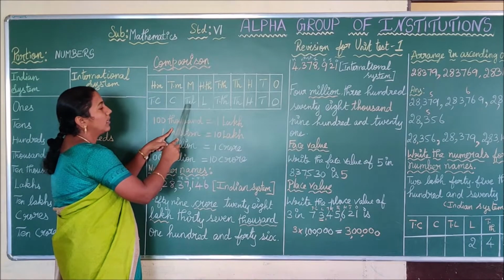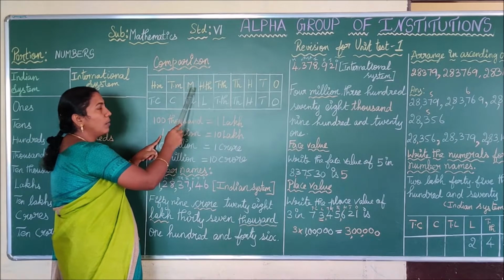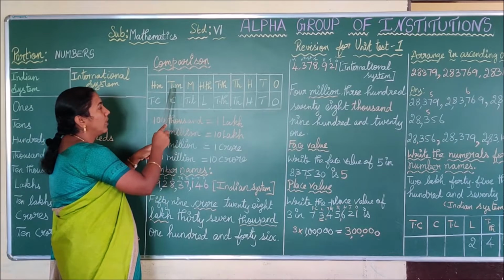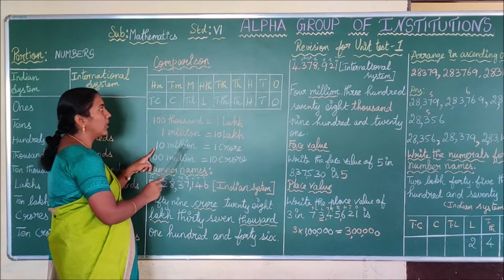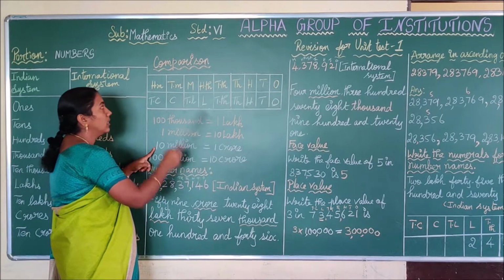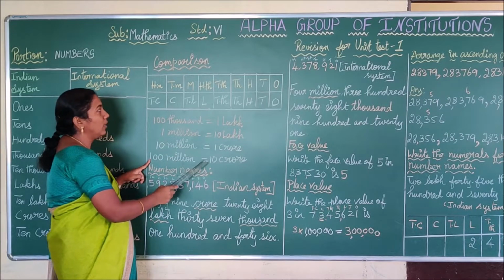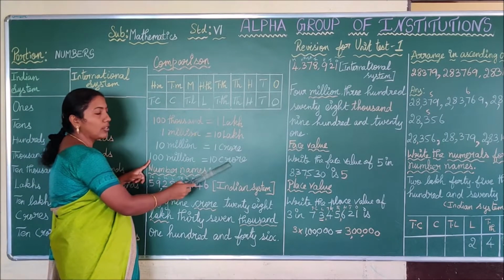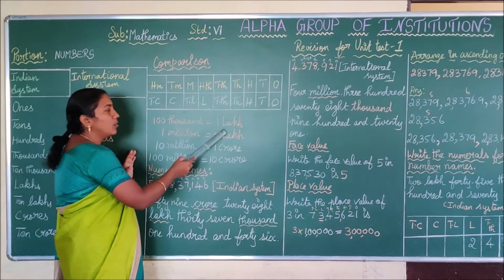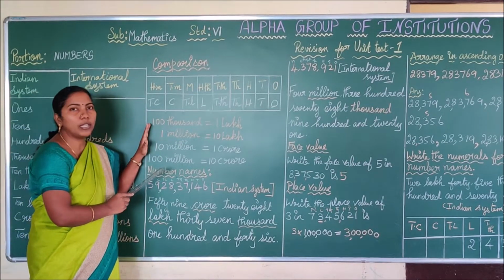Next, what is here? 10 lakh. Here, million. So you have to write it as 1 million equal to 10 lakh. Is it clear, children? Next, what is the place value? 10 million. So you have to write it as 10 million is equal to what place value? Crore. So 1 crore. And see the next place value, 100 million. So you have to write it as 100 million equal to 10 crore. Is it clear, children? Based on this comparison of the international system and Indian system, you have questions in unit test 1. So remember this comparison very well.